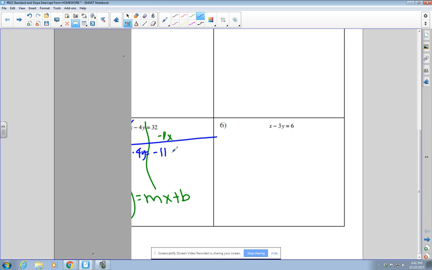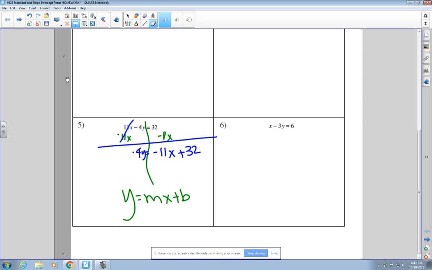And so I'm going to write negative 11x first plus 32. And I wrote negative 11x first because I want it to look like this. I want it to have mx go first. Okay. So we're going to erase that. And now the second step is we're going to draw division bar, division bar, division bar. We're going to divide everything by negative 4.